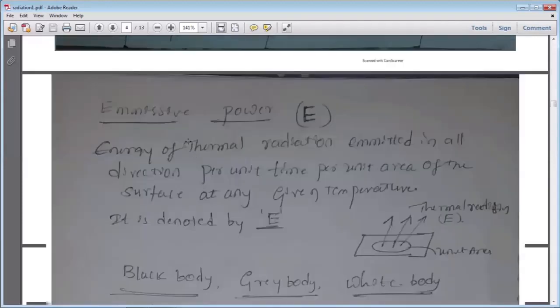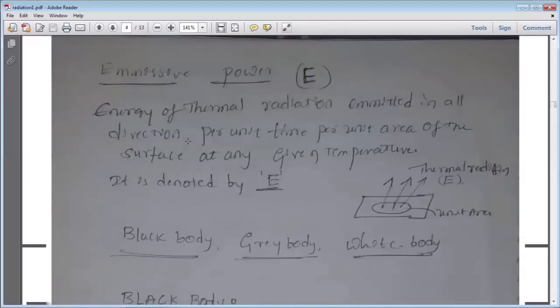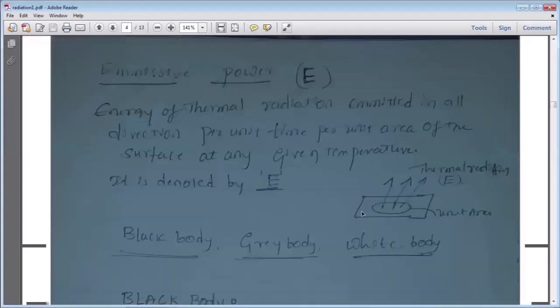Okay. So emissive power. What is the meaning of emissive power? Understand? As you consider here, what is the emissive power? This is the area. If we look at this picture, this is the area here. We are considering a particular unit area.